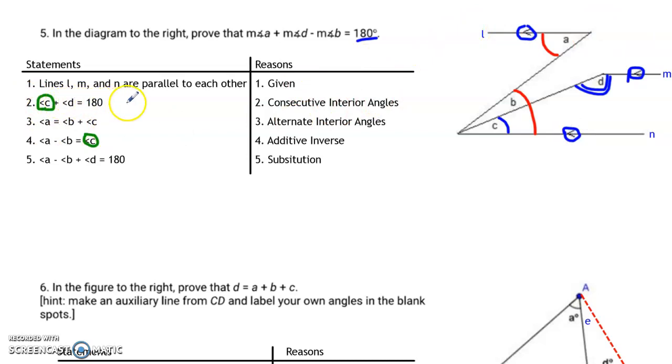Angle C plus angle D is equal to 180 because of consecutive interior angles. That's this angle and this angle. I'm sorry, they are supplementary because of consecutive interior angles.